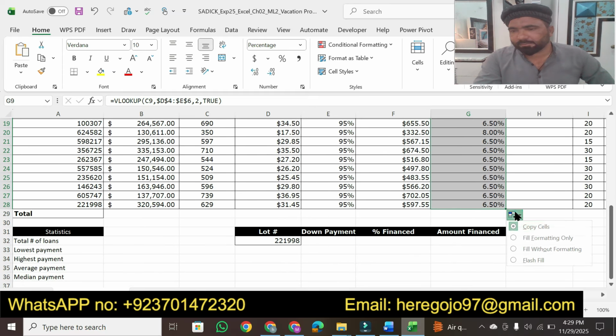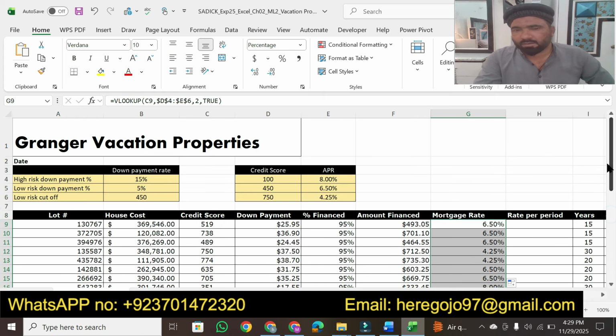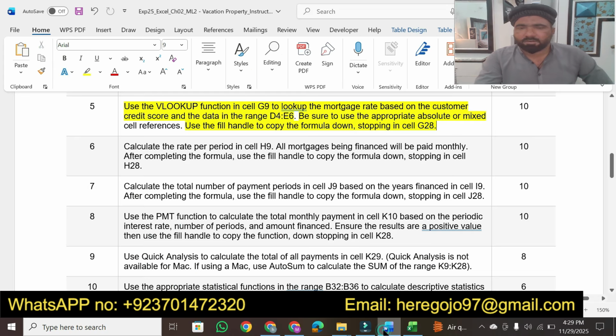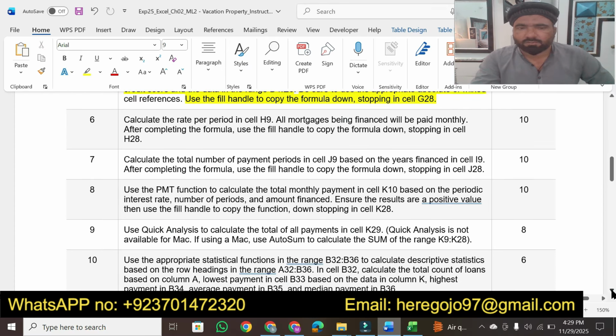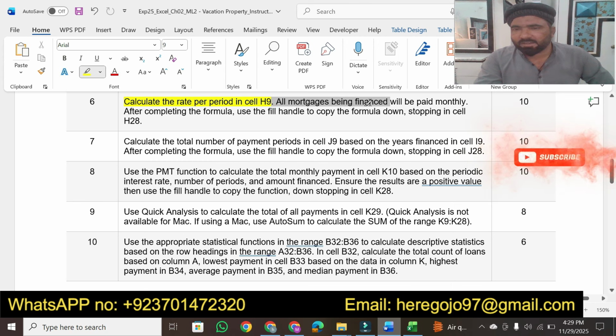Okay, so question number 5 is done 100%. Now we are moving toward question number 6. In question number 6, what we have to do is calculate the rate per period in H9. All mortgage bases being financed will be paid monthly.